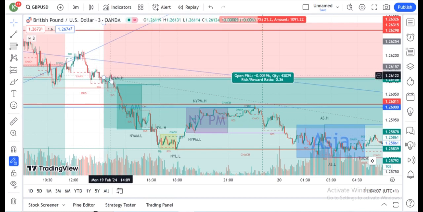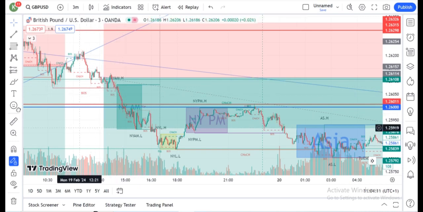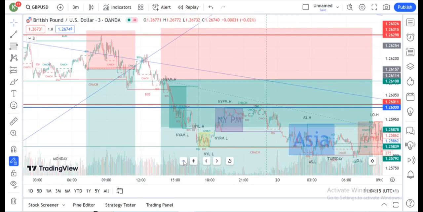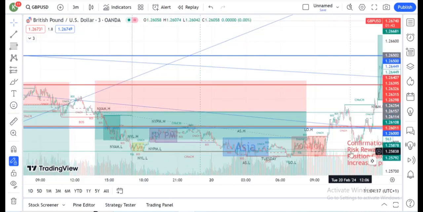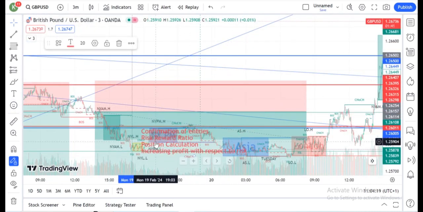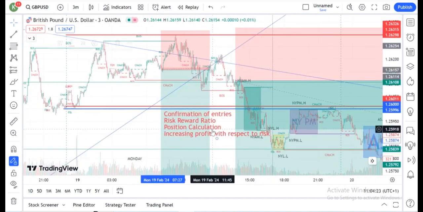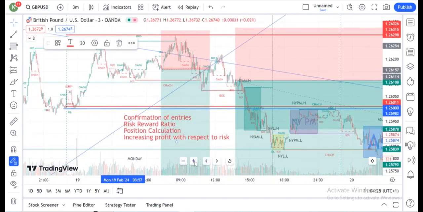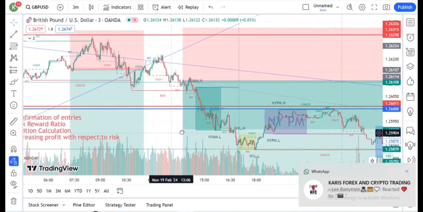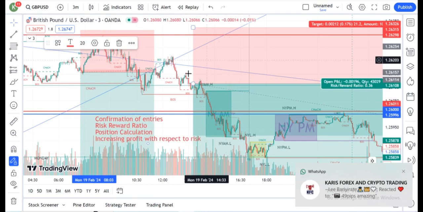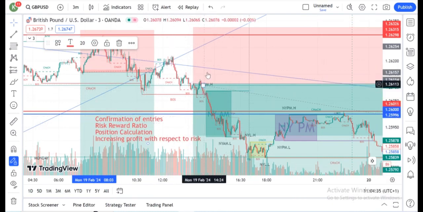Now the moment we enter this trade and you see another break of structure, what it means is our confirmation is correct. That's why confirmation is the first thing to consider. So let me bring the factors closer again. That's why confirmation is the first thing to consider, after which you will now begin to look at the risk reward ratio.